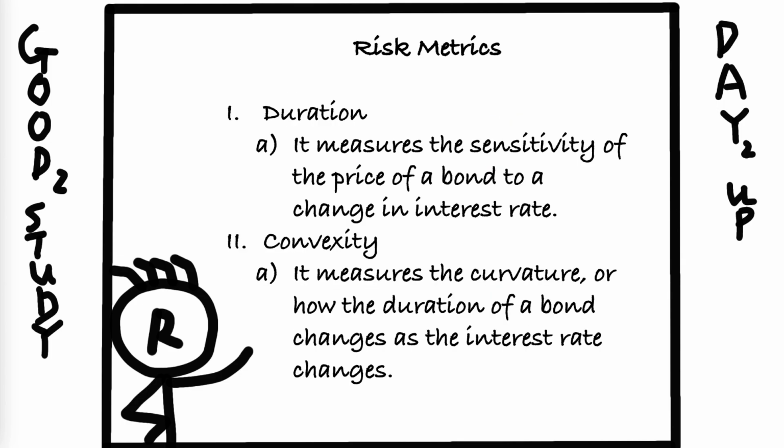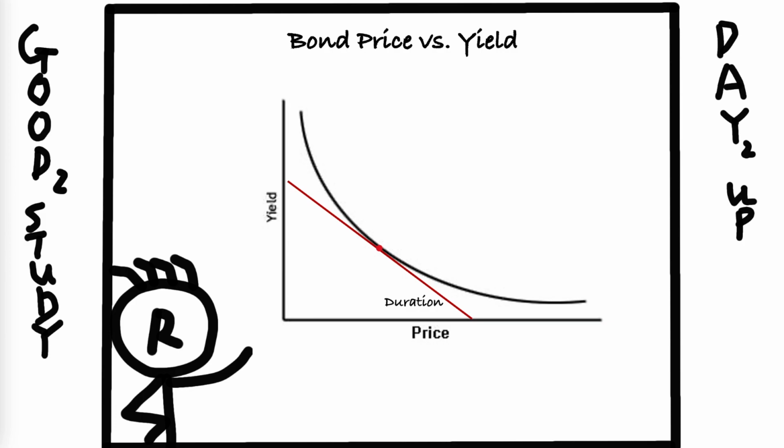How do we manage bond risks? The most commonly used metrics are duration and convexity. Duration measures the sensitivity of the price of a bond to a change in interest rate. Duration is basically the first derivative of bond price with respect to interest rate. Convexity measures the curvature or how the duration of a bond changes as the interest rate change. In other words, it's the second derivative of bond price with respect to interest rate. As we can see, duration is the slope of a point on the curve.